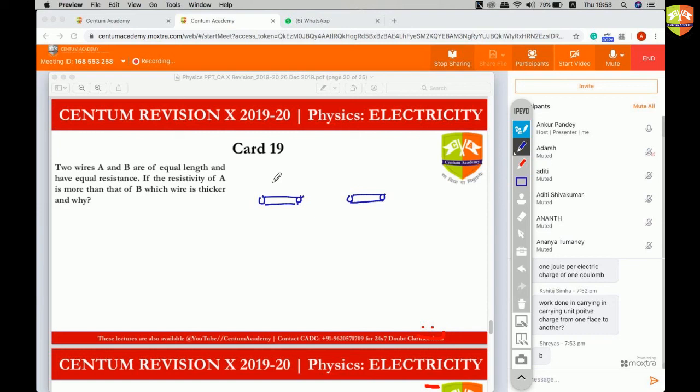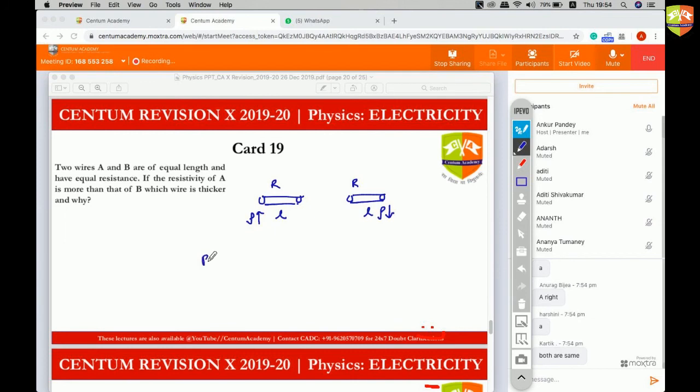Now, calculate the amount of energy consumed in carrying a charge of 1 coulomb through a voltage of 3 volts. 3 joules. Yes or no? Clear? By the same line, Q into V is the work. Yes, Kshitij, absolutely correct. It's the electrostatic definition of voltage. Proceeding further.